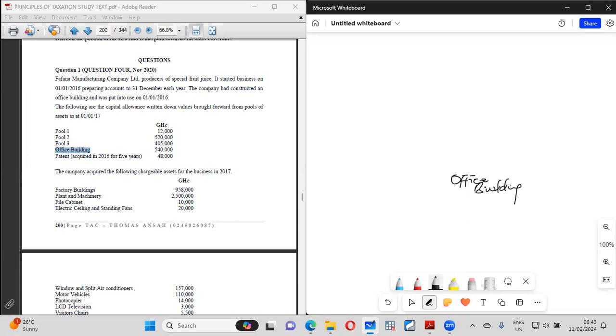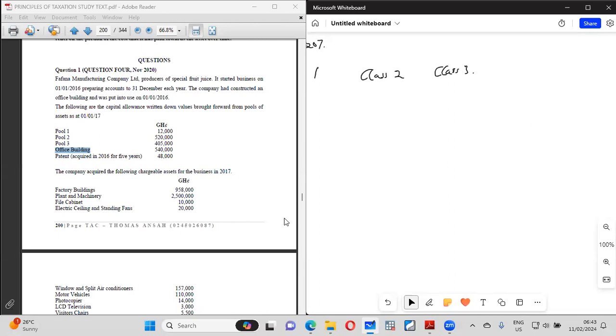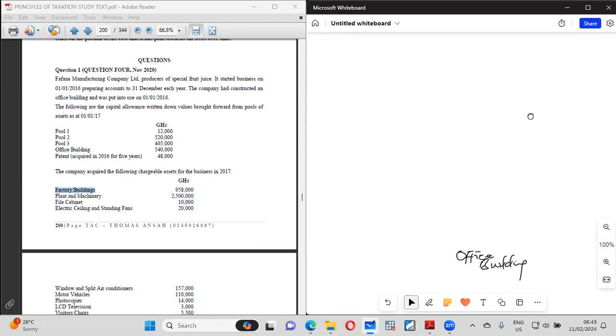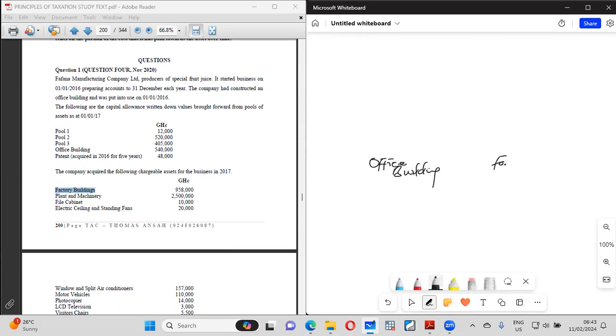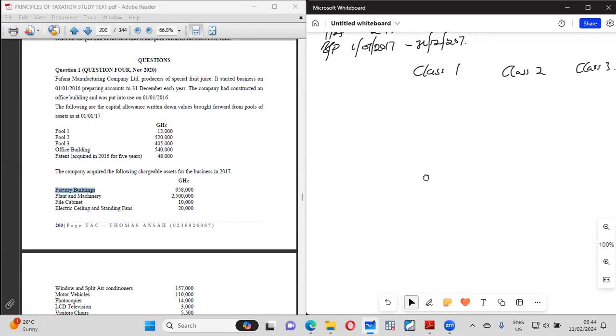You don't need to really write class 4 because each of them creates their own pool. So you have office building. But if you think you can manage your answer booklet and continue, since you read the question, you saw there is an office building and another factory building. Just to be safe, do your class 1 to 3 and finish, then come and tackle your class 4. I can see in this question I have another office building, and we have a factory building also, because the treatments are different. So I will prefer to do my class 1 to 3 first.